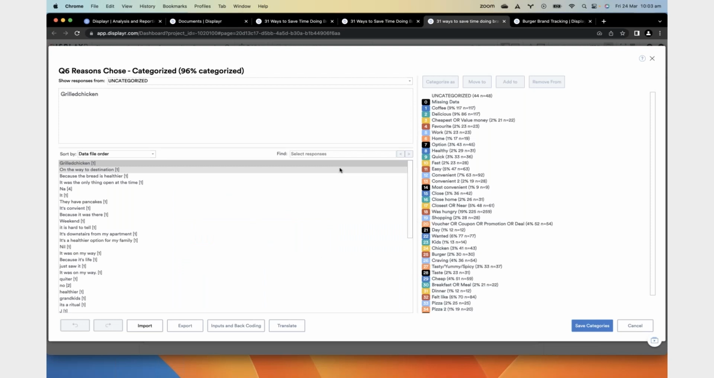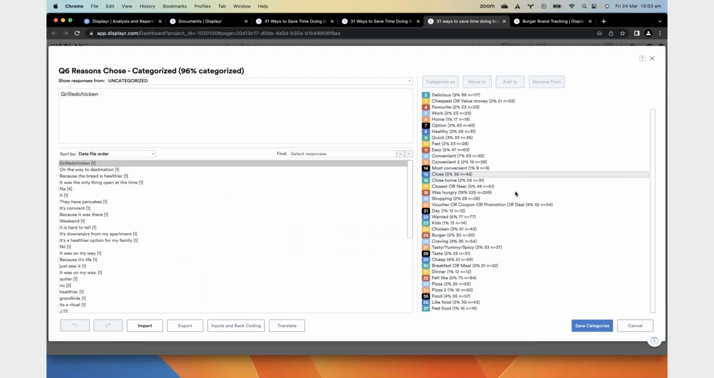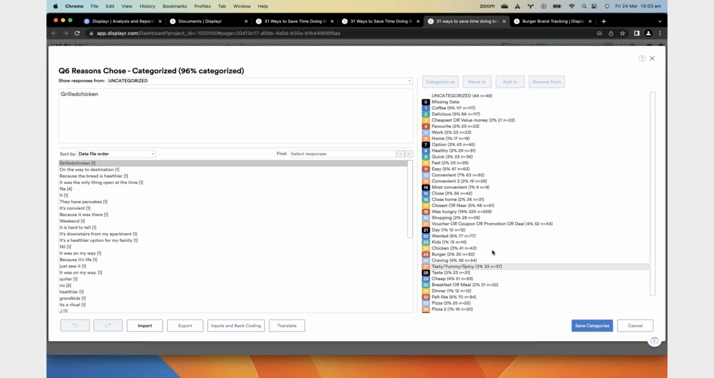What Displayer has done is it's taken all the data and it's come up with 37 different categories. And you might be thinking, I don't want 37 categories, and you shouldn't want 37 categories. The idea is now that you merge the categories or split them or modify them as you need. This is the starting point, which is a lot faster than starting with all of the raw data.